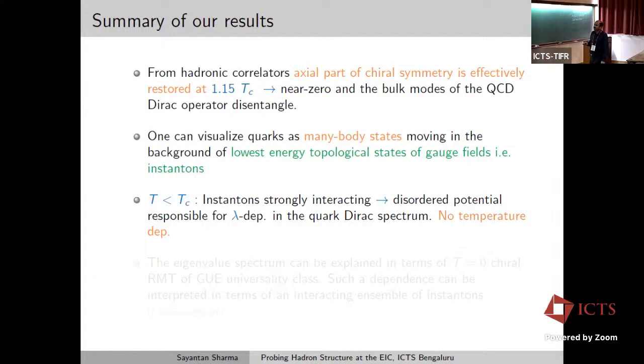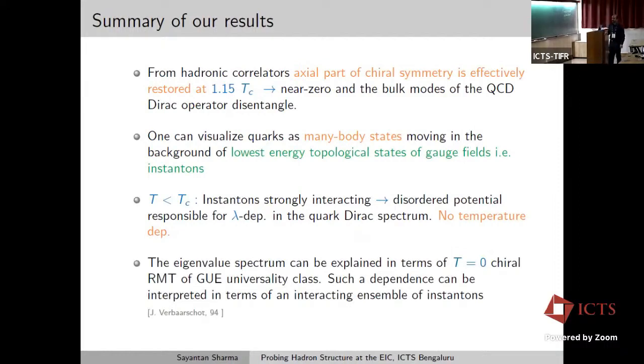So for temperatures in the chiral symmetry broken phase, instantons are strongly interacting, due to which the details of the interactions are not important, which gives rise to a disordered potential, and that's why the eigenvalue spectrum of the QCD-Dirac operator has very good agreement with the random matrix theory prediction. And interestingly, the temperature dependence is also very mild. So zero temperature physics can explain the eigenvalue spectrum in the chiral symmetry broken phase.